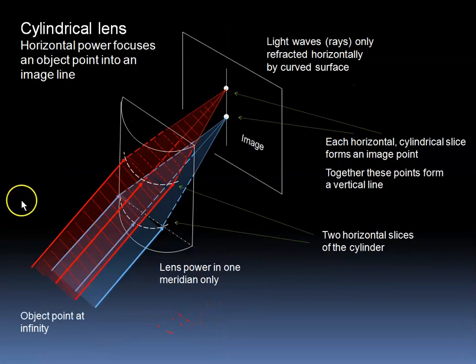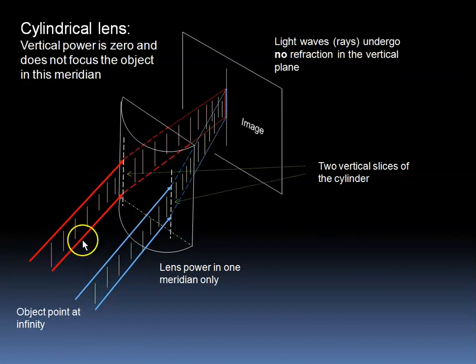Here's another representation of light across the horizontal in different levels of the cylinder. The horizontally spread light is brought to a focus, is compressed horizontally at different levels, and when done at every level, there are many different points which form an image line. Here's another way of showing different rays and how they get bent inwards in one axis only, forming the image line.